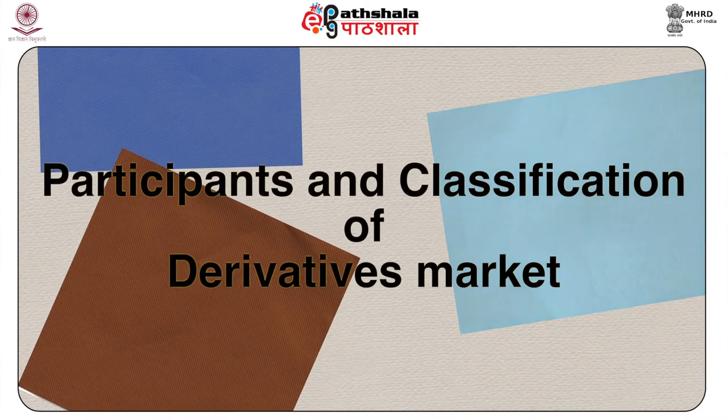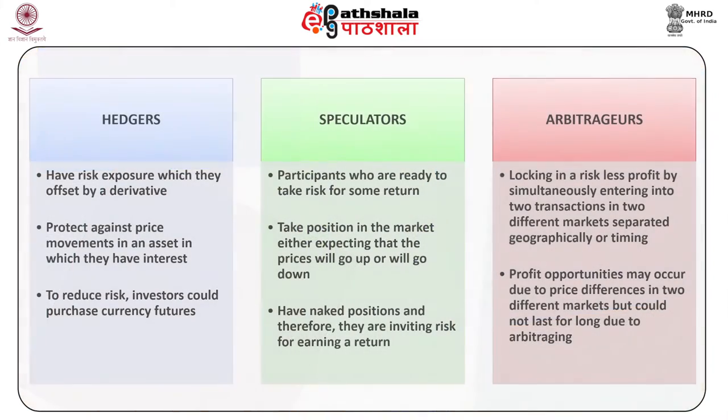Participants and classification of derivatives market. Participants of derivative market are hedgers, speculators, and arbitrageurs. The hedgers: one of the main purposes for which derivative trading has been initiated is to hedge or provide protection to the parties to the contract.